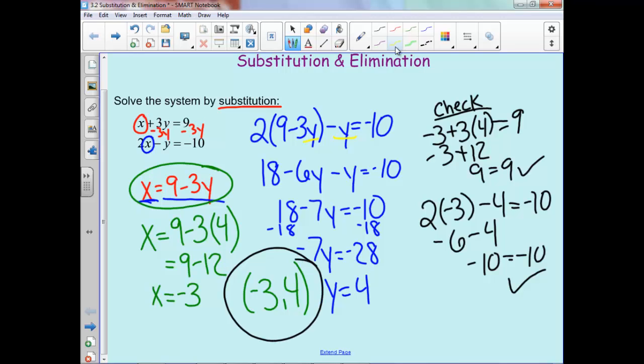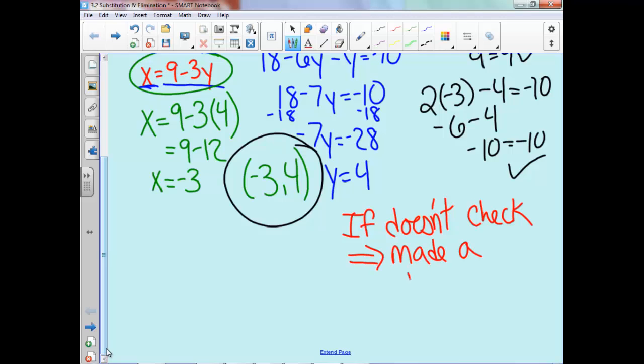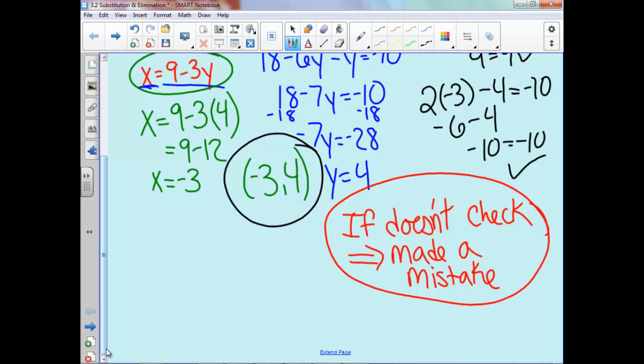This is our answer. Helpful hint though, if it does not check, if it doesn't work when you check it, this means that you made a mistake somewhere. So if it doesn't check, that means you need to be going back through your work and figuring out where you went wrong.